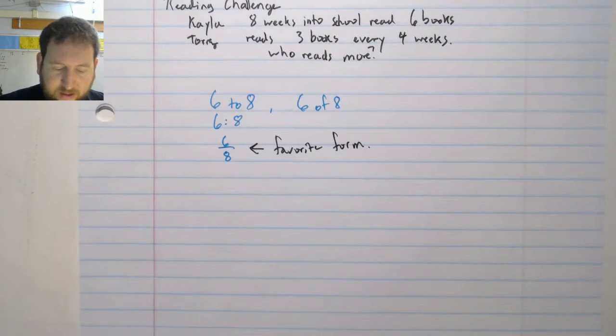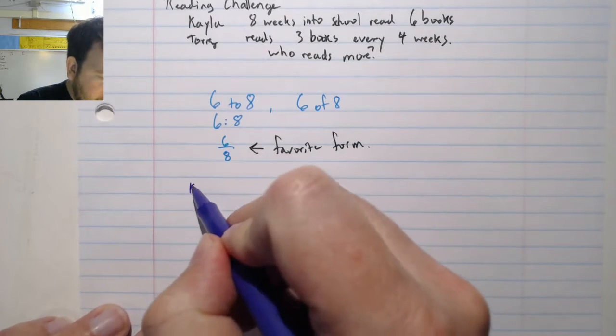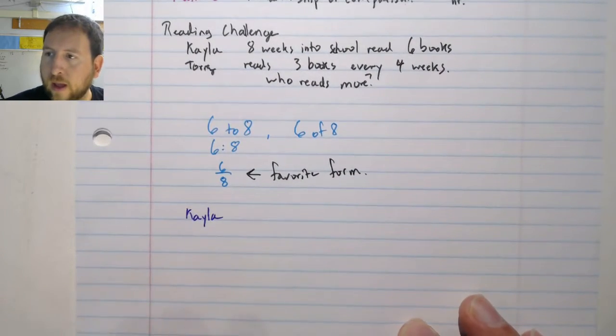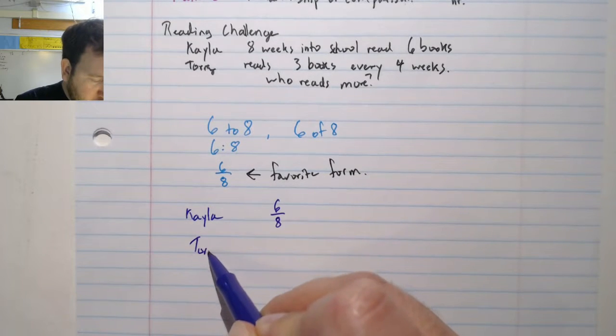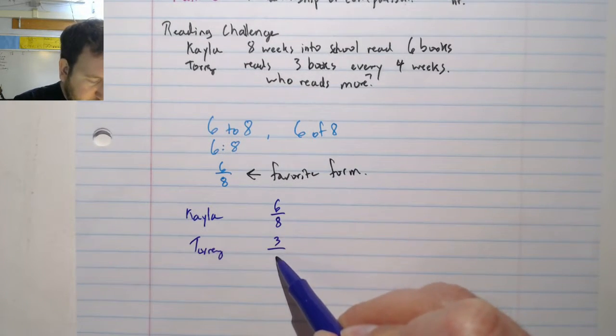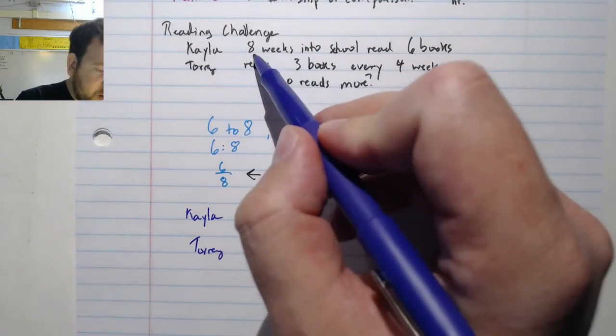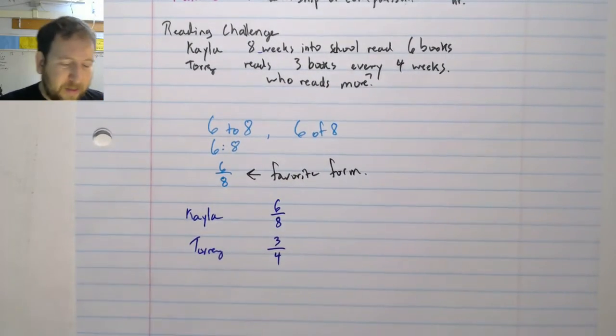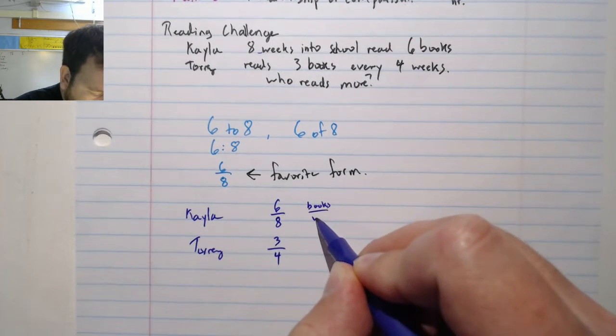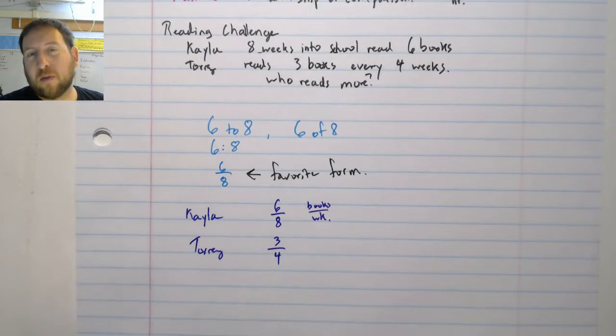And I'm going to write both of what they did as a ratio. So Kayla read 6 books every 8 weeks. Tori reads 3 books every 4 weeks. Now notice that I did switch my 8 and my 6 around. I didn't write 8 weeks she reads 6 books because it doesn't make as much sense to me. I chose to make my unit as books per week. If I were to write this as weeks per book, I certainly could, but it wouldn't be as useful to me because I don't typically think of weeks in parts, whereas books I can think of easier in parts.